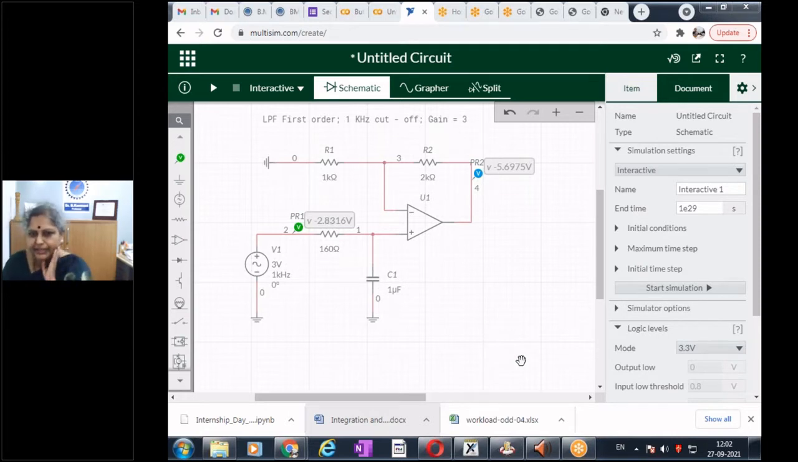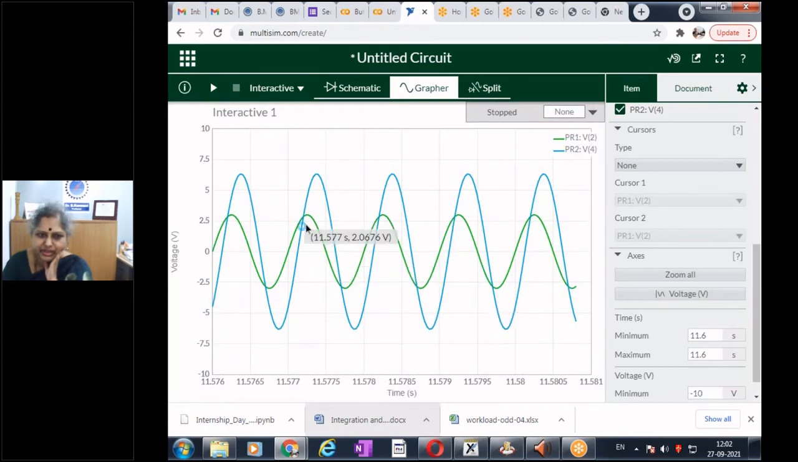What is the gain we are getting? Can you calculate the gain? Can someone tell what's the gain we are getting? My input is 3 volts. My output is higher. My input is 3, and my output is around 6.3.